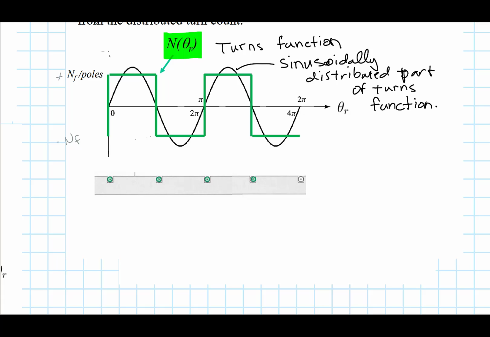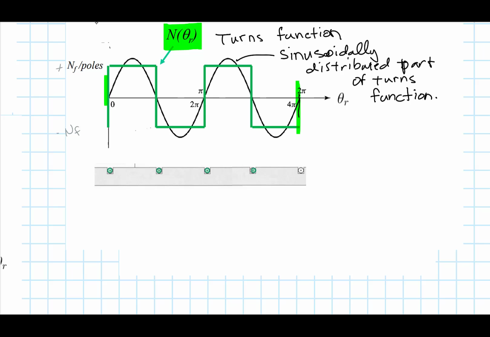And we have two periods occurring in this frame here from 0 to 2 pi because we have what's called a 4-pole machine. And because of that, we can come up with a turns function that is varying twice per rotation.